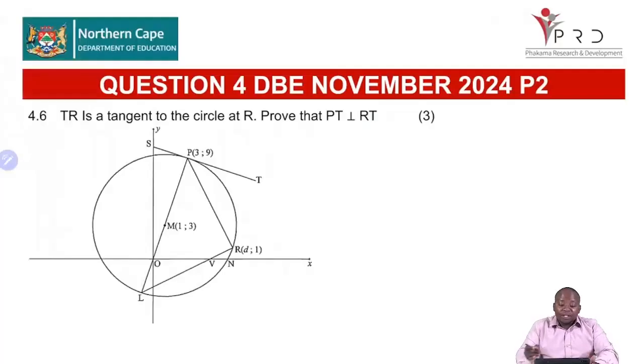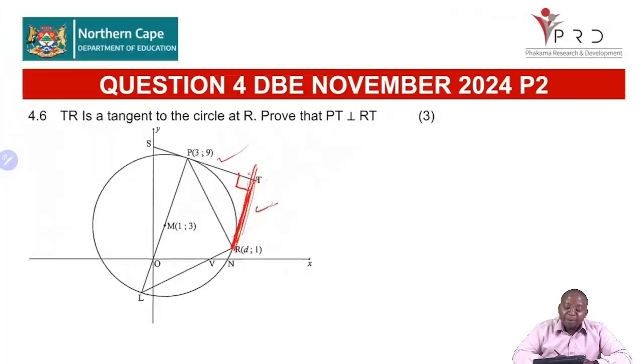Right. 4.6, grade 12. Let us go through 4.6. 4.6 says TR is a tangent to the circle at R. Okay. So there is a tangent here. So this line TR is a tangent at that point. Prove that PT is perpendicular to RT. So we need to prove that these two are perpendicular.